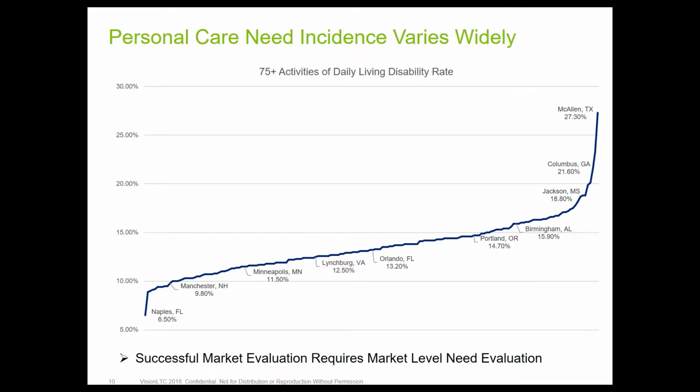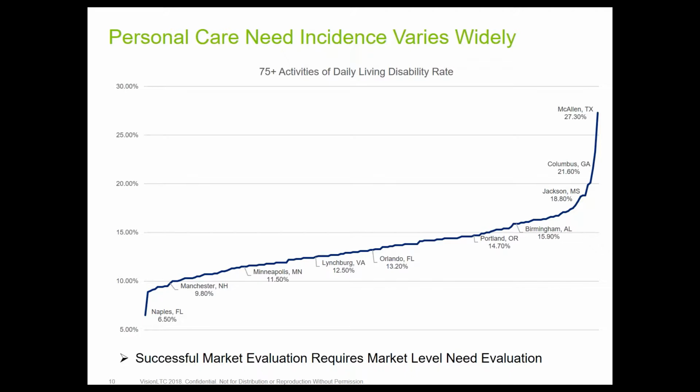On the personal care side, we see the same story. Naples, Florida is about 6.5%, jumping all the way to 27.3% in McAllen, Texas, with a relatively linear distribution along the way. So as you're thinking about the need for personal care services inside of an assisted living setting in various metros, you can see that there's, again, a very wide distribution based on where we're located.